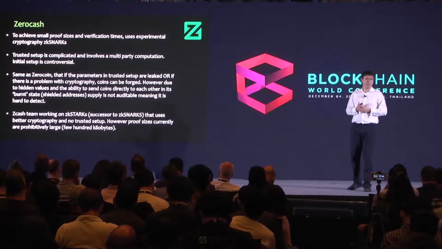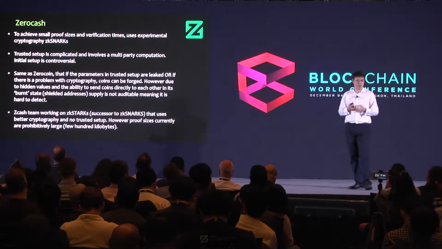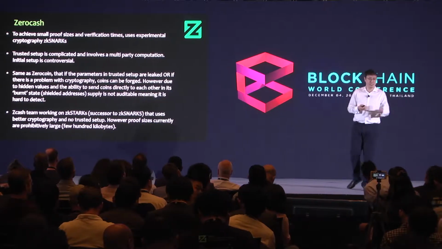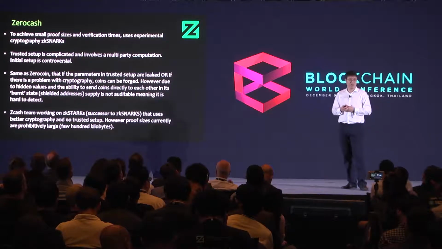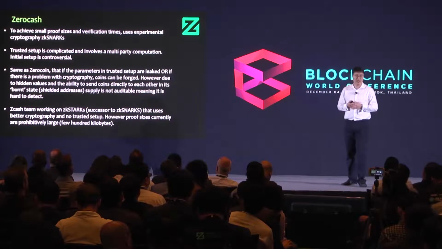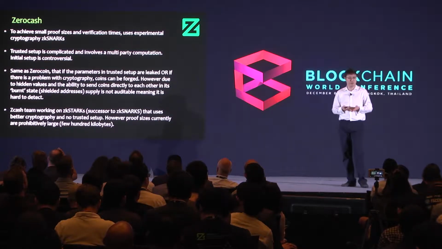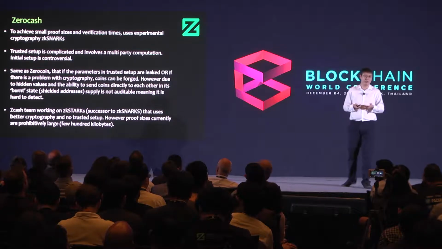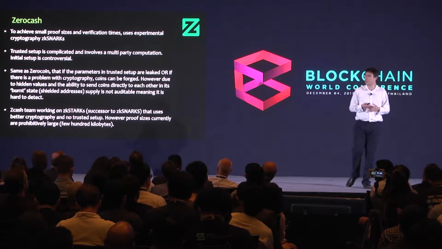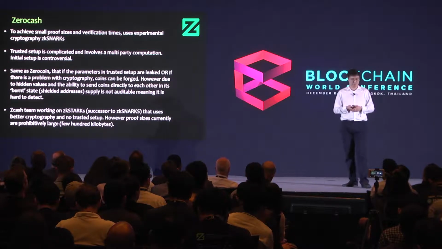So Zcash thinks this is a really important problem. They're working on something called zk-STARKs, which is the successor to zk-SNARKs. It uses better cryptography, that means more tested cryptography, not so weak, and no trusted setup required. However, currently it's not usable because each of these proofs is a few hundred kilobytes, so there's no way to use it in a functional currency. So I'm really excited to see where they take that.